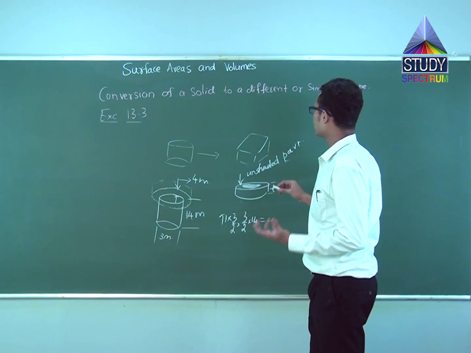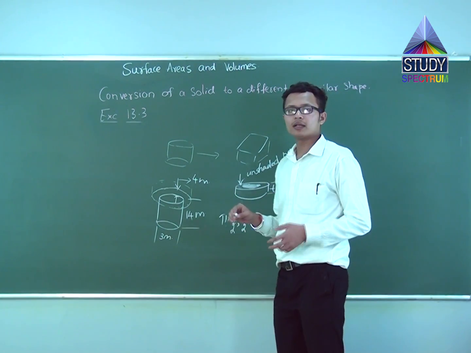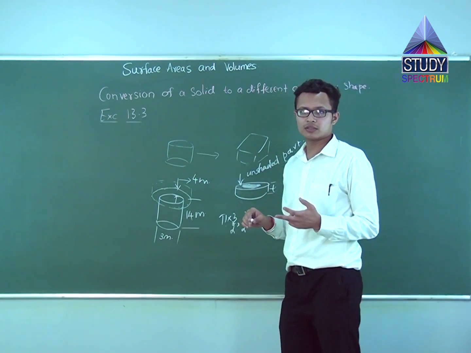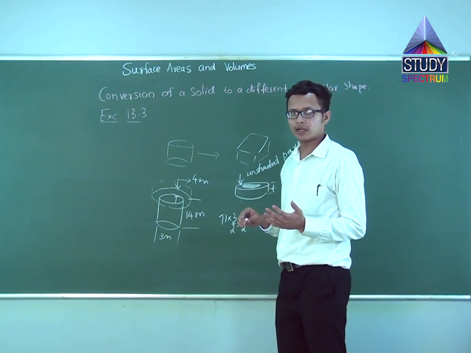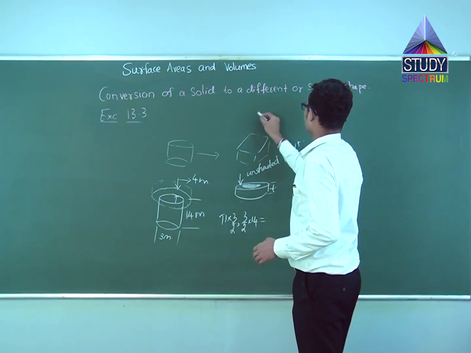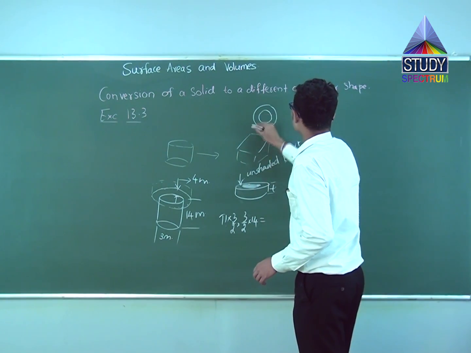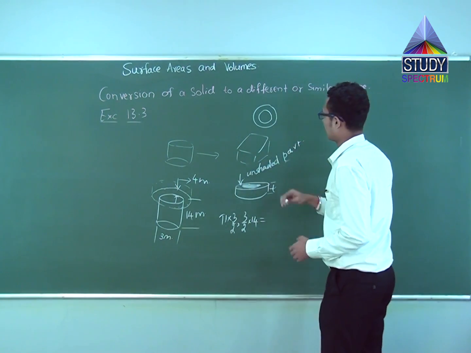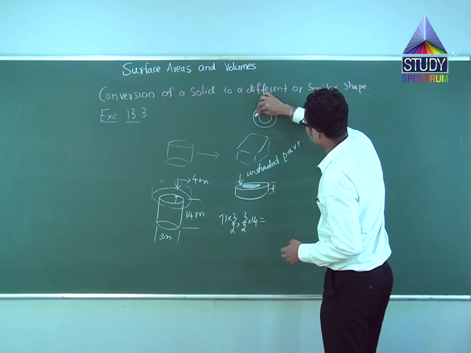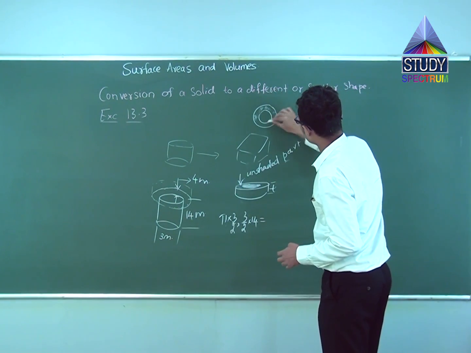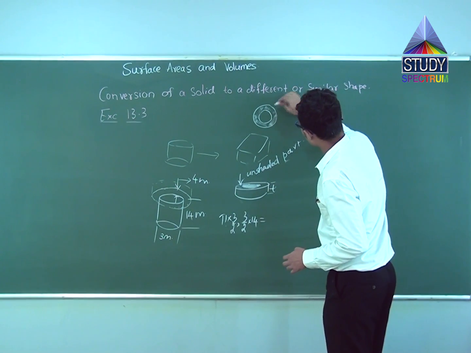When it comes to hollow objects, we have to keep in mind that two diameters exist. That is the outer diameter and the inner diameter, and we have to subtract those two. For example, this is a ring, and let us say I am supposed to find this area, the shaded area.